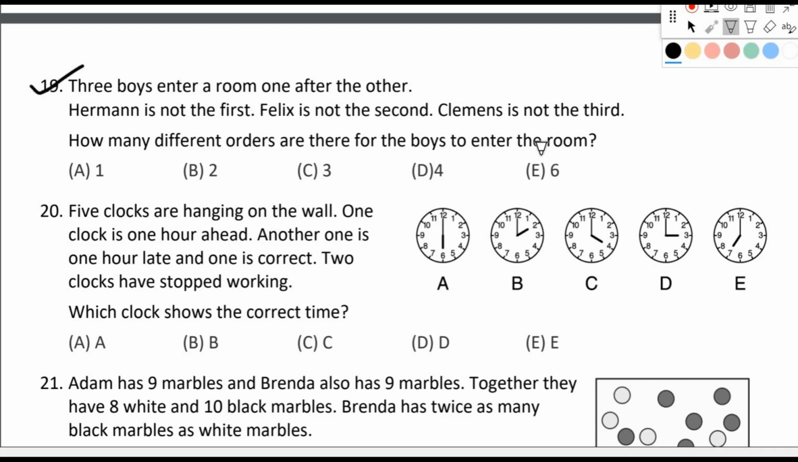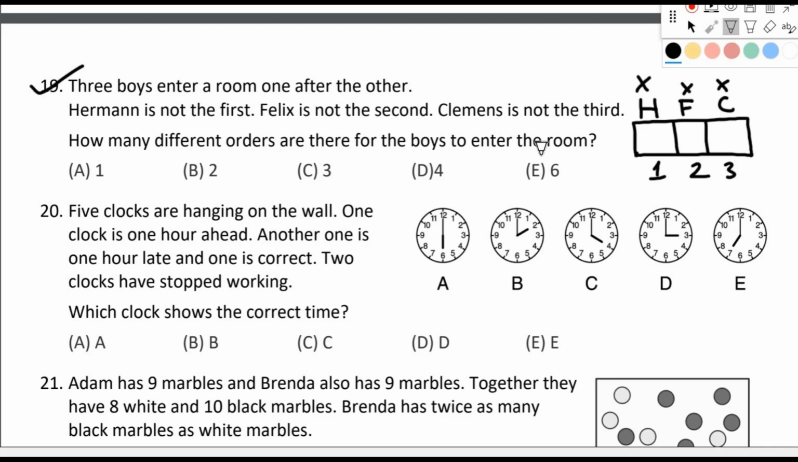Okay, so I'm just creating the arrangement where 3 boys will enter the room. Okay, so that is first, second, third. So Herman is not the first, so here it's not Herman. And Felix is not the second. Okay. Clement is not the third. That means Herman can be second or third. Felix can be first or third. Clement can be first or second.